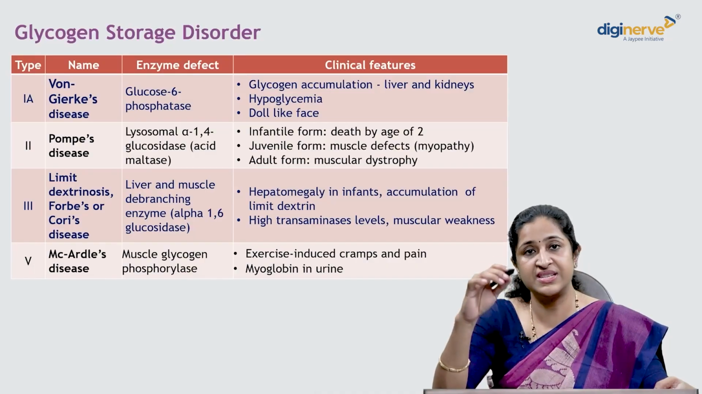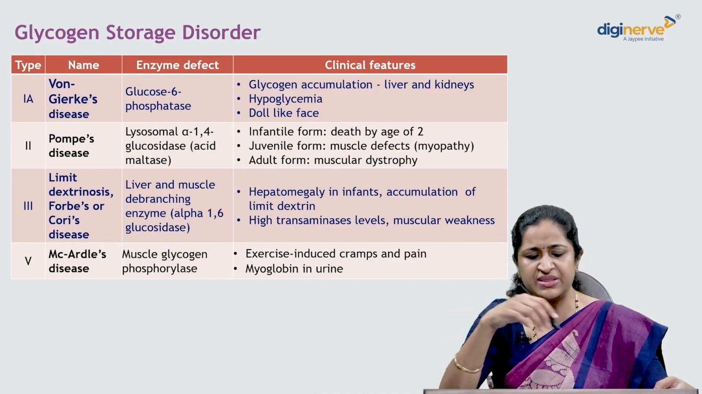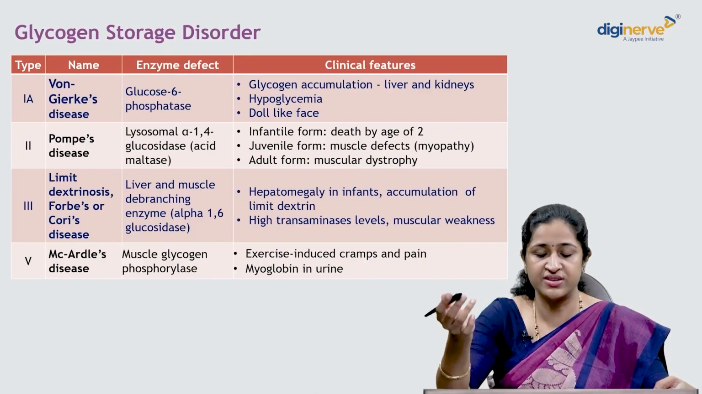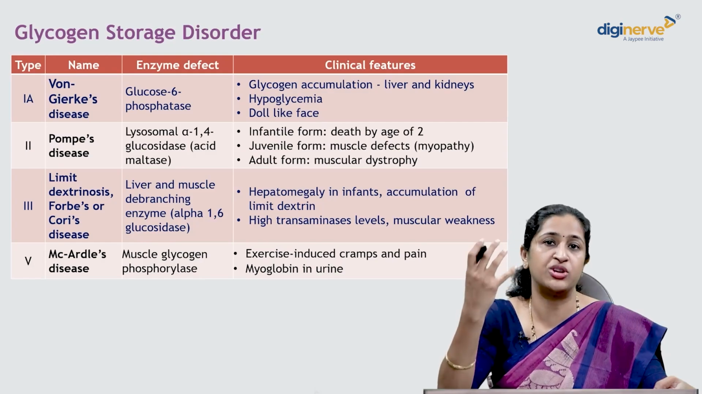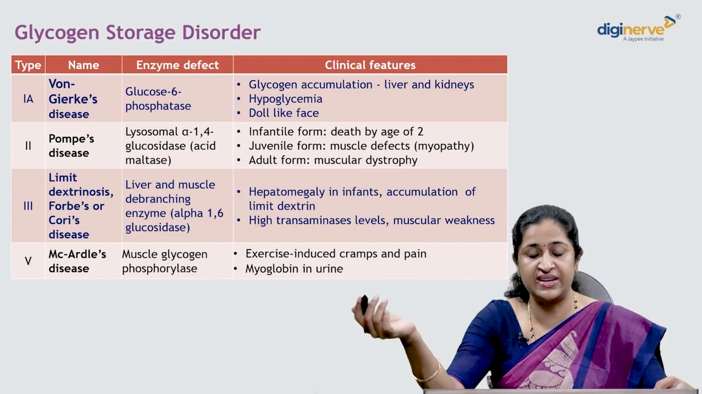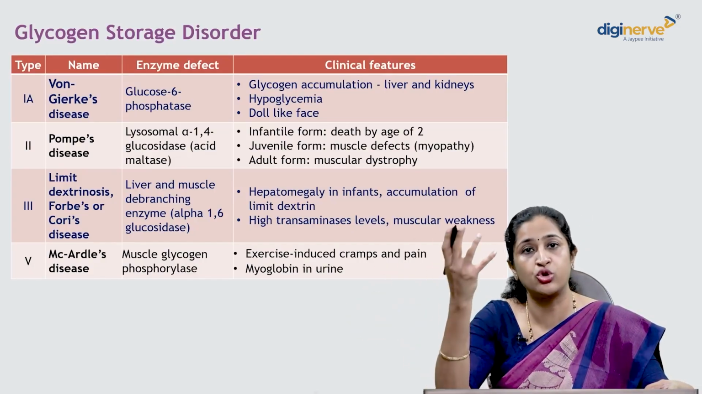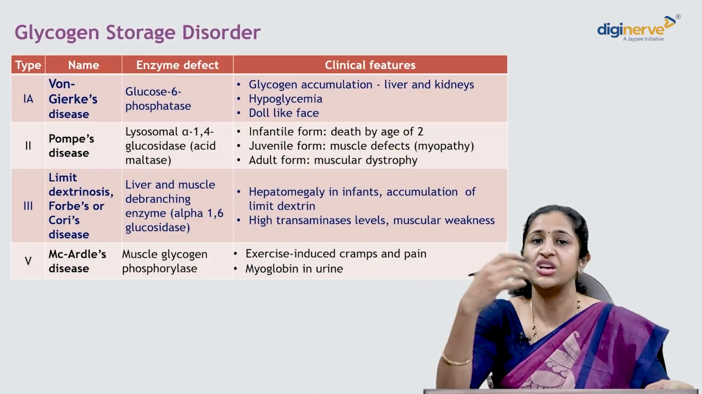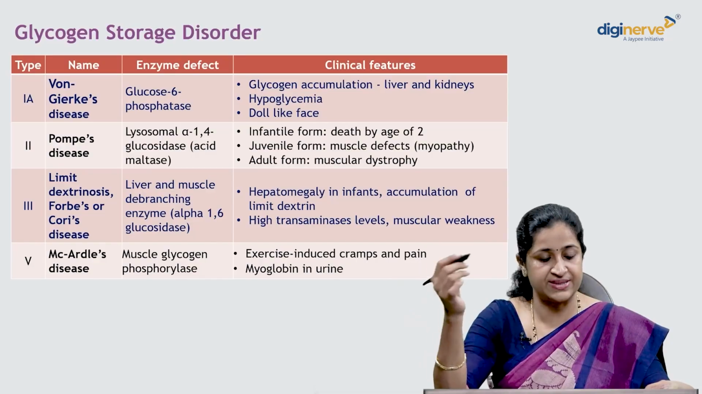So Von Gierke's disease is very important. Glucose-6-phosphatase deficiency. Among the glycogen storage diseases, Von Gierke's is the most common one we see. Here you have poor metabolism of glycogen. So the glycogen gets accumulated in the liver and kidneys, and since it cannot be used, the child does not have enough glucose stores to synthesize glucose. So the child has hypoglycemia and doll-like faces.